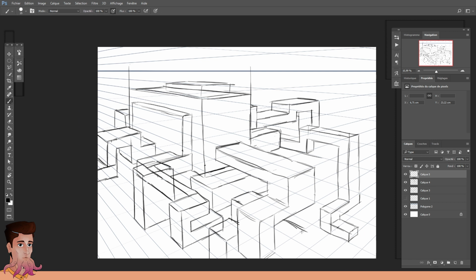I could have used a third one, but honestly 2 points instead of 3 is easier to draw with and it doesn't change that much since the octopus building is far away anyway. So we have a perspective grid. After that, it's just sketching away.